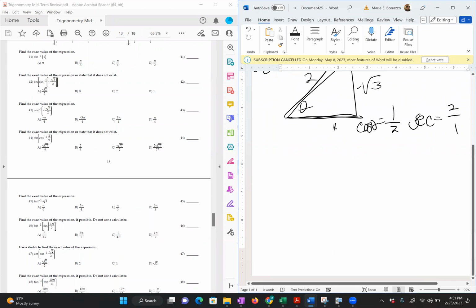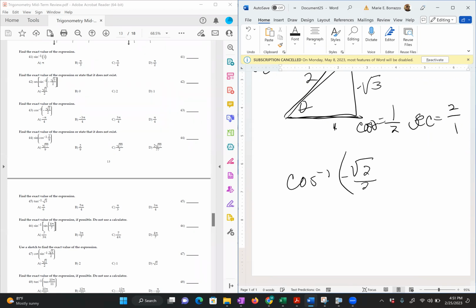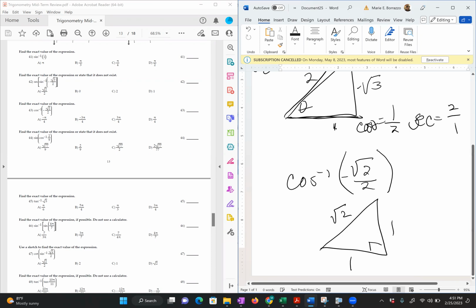On the next question, you have cosine inverse, and they're giving you negative square root of 2 over 2. So if you consider a 45-45 degree angle, remember that's 1, 1, and square root of 2. So if I do cosine of this, it would be 1 over square root of 2, which if I rationalize the denominator, I would multiply by square root of 2 top and bottom. This will give you square root of 2 over 2.